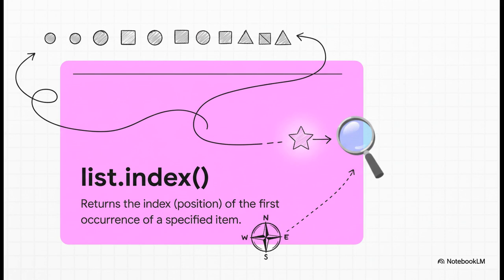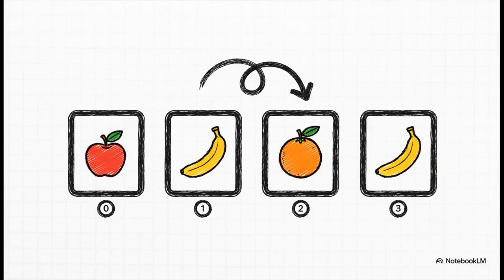Basically, index tells you where something is. It just scans through your list and gives you the numerical position, the index, of the very first time it finds the item you're searching for. It's like a GPS for your data. Let's see this thing in action.